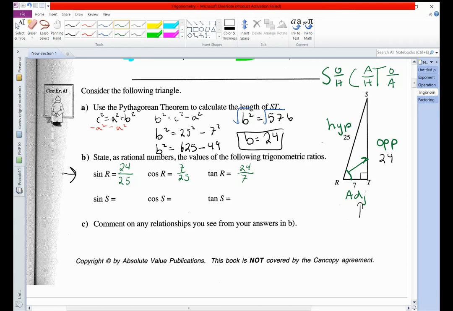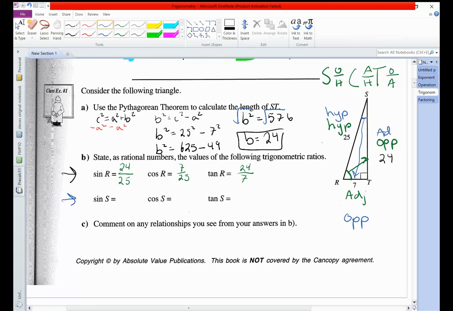But you can see in the next row, we switch it to s, which is fine. We can totally do this. So s is this angle up here, which now changes our sides, because this now becomes the opposite. And the hypotenuse stays the same.